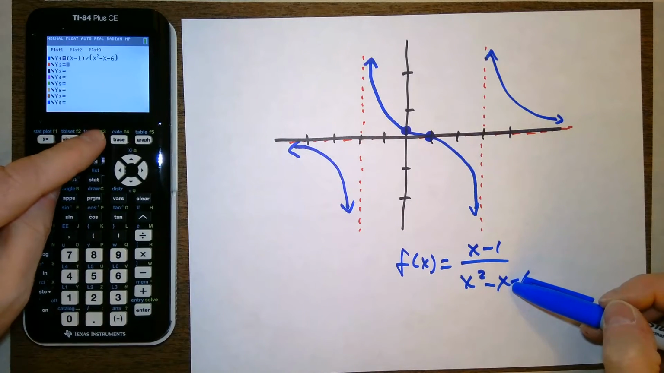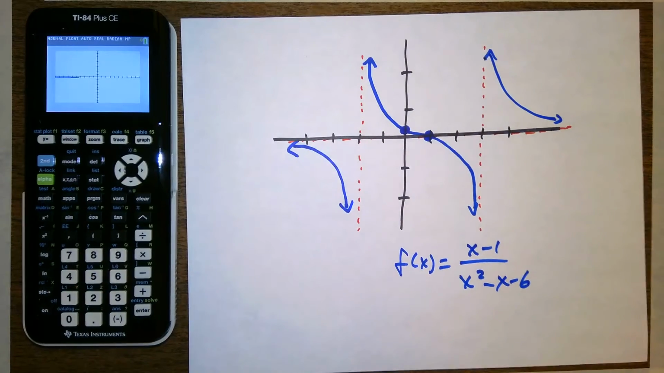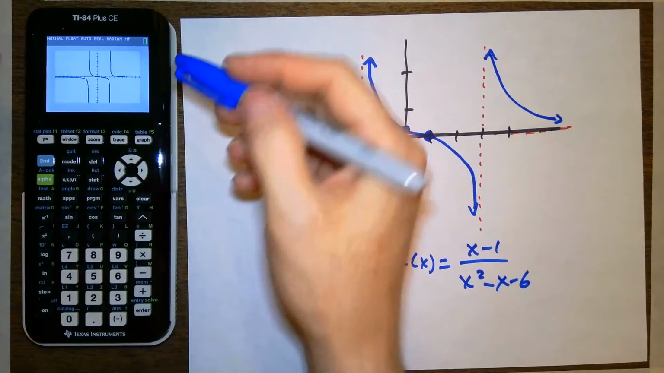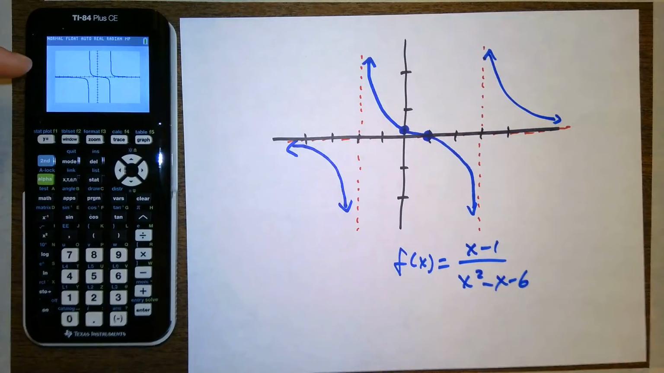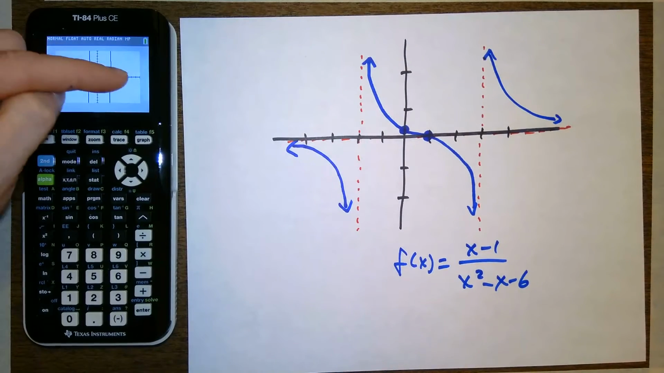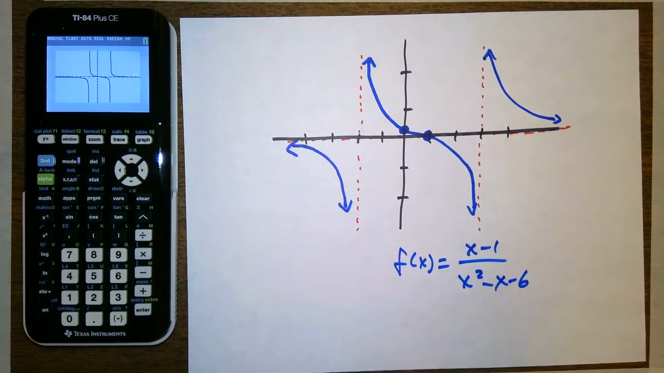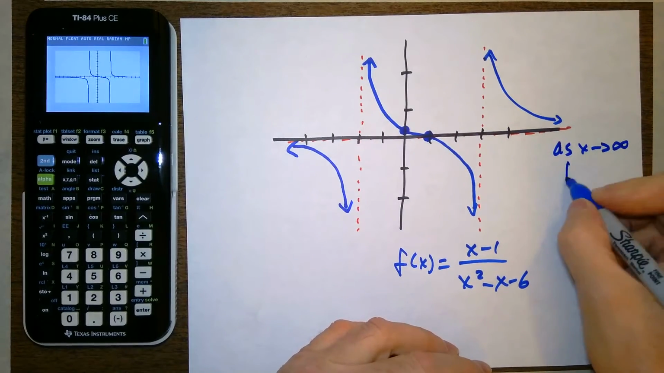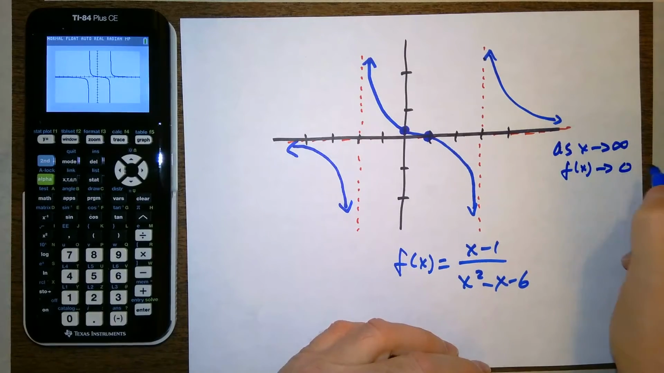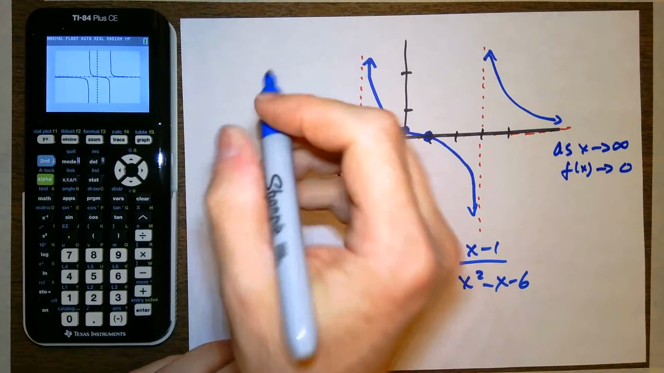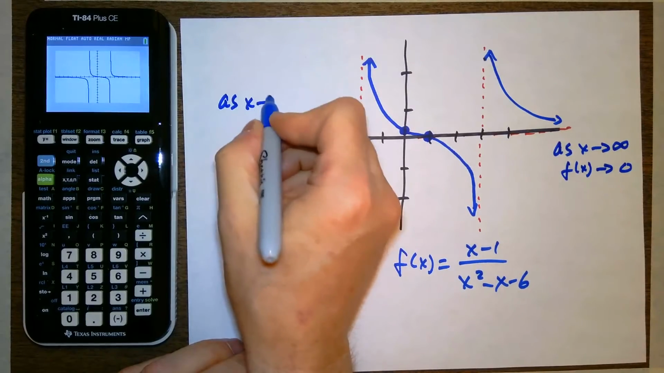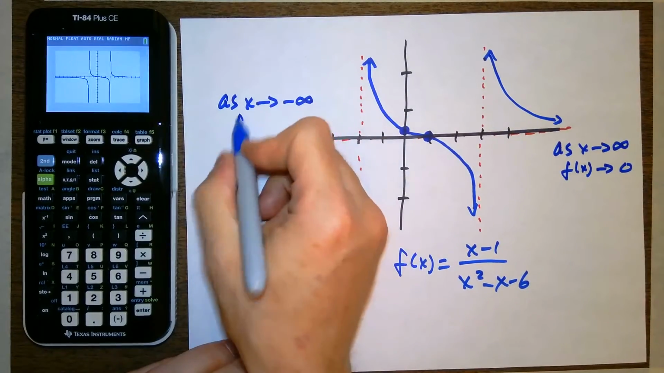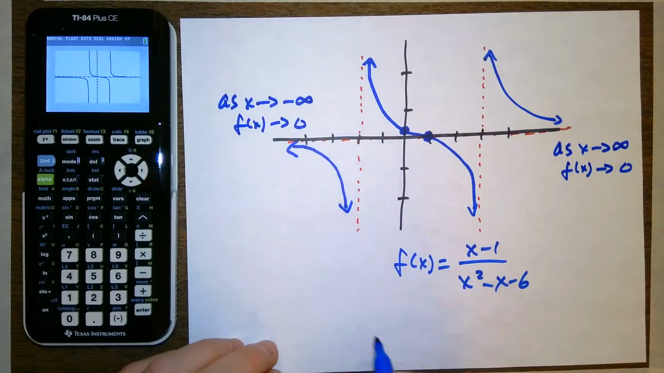Go to a standard viewing window, zoom 6, and there it is, just as we expected. I know it's hard to look, you can't really see any detail up here on the overhead, but take a look on your calculator. Look how, as the x's increase without bound, the function approaches 0. And over here, similarly, as the x's decrease without bound, the function approaches 0.